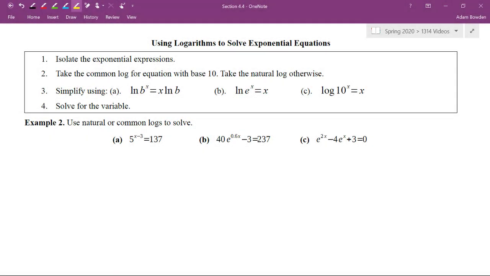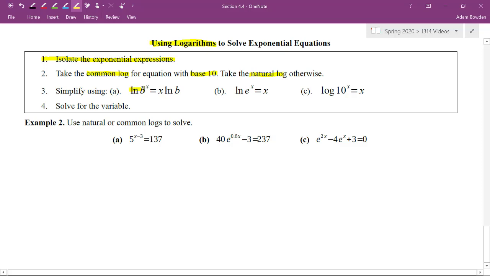So now what we're going to look at is what happens when we can't get the same base on both sides. And in cases like that, we're going to use logarithms in order to solve. What we're going to do in order to solve is first off isolate the exponential expression on one side of the equation. And then we're going to use either the common log when we have base 10 or the natural log in any other situation.